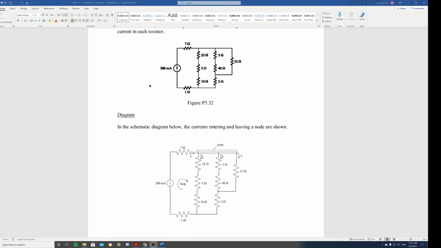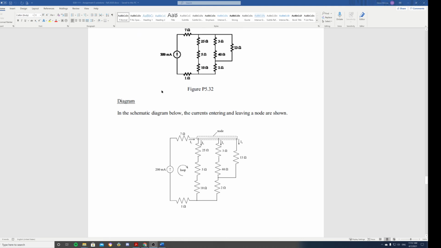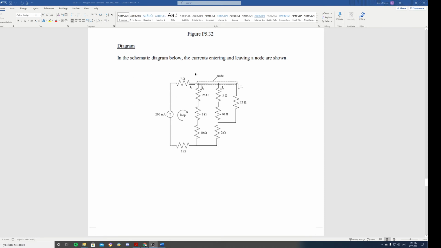Okay. All right. So first, here's the diagram the author used to define it, and the author chose to solve it by defining this node at the top here and a loop. And so this is applying KCL. The summation of the currents leaving is going to be equal to 0. So whatever's coming in minus whatever's leaving is equal to 0.